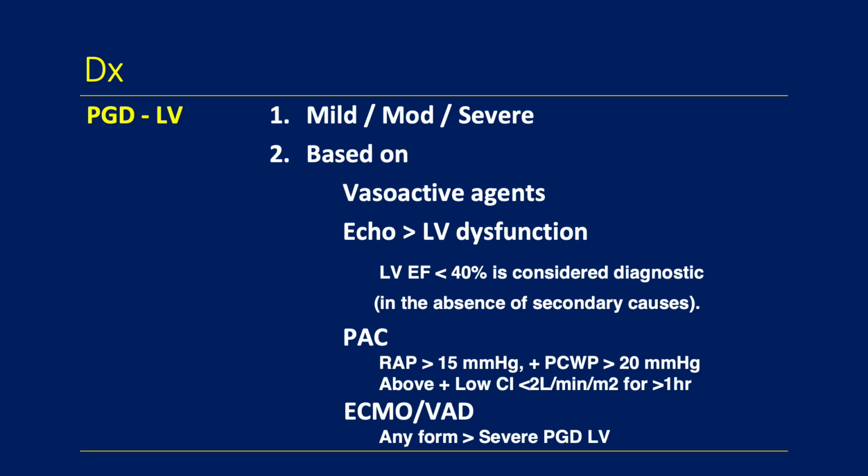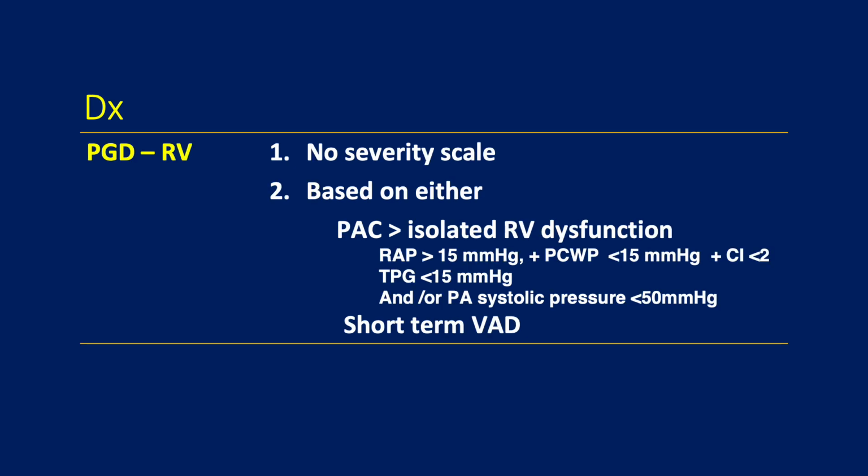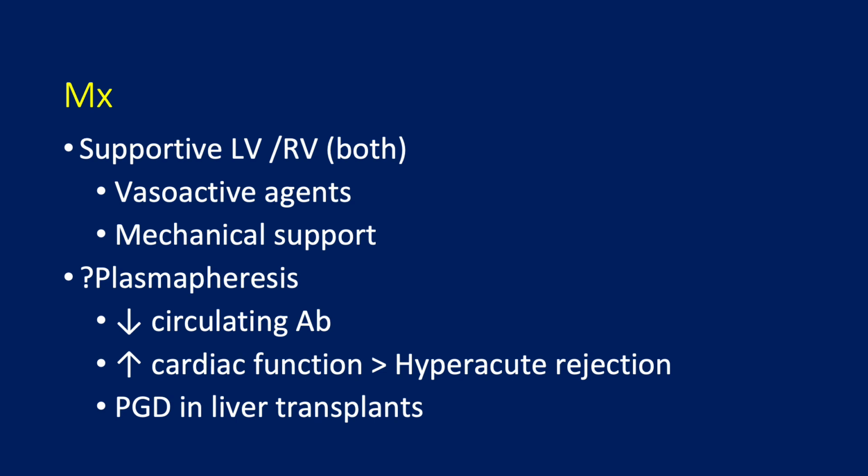Diagnosis. We'll first talk about primary graft dysfunction of the LV, classified as mild, moderate, severe, based on vasoactive agents, echocardiography, pulmonary artery catheter, and also ECMO or VAD support. While the RV primary graft dysfunction has no severity scale and is based on the pulmonary artery catheter and short-term VAD. Management is supportive of the LV, RV or both, with vasoactive agents and also escalation to mechanical support. Plasmapheresis has also been indicated.